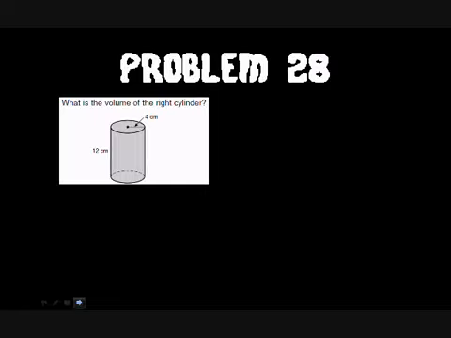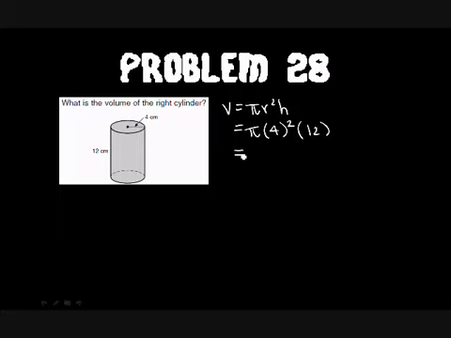Okay, problem 28 says, what is the volume of the right cylinder? Remember, right cylinder means it's straight up and down. It's not leaning over to the side. That would be called oblique. And so the volume formula is pi r squared h. We just plug stuff in. The radius is 4, and the height is 12. We're leaving it in terms of pi, so there's no need to type the pi in the calculator. So if we do 4 squared times 12, we get 192. And so if we write it in the correct order, we have 192 pi. And that's our answer for the volume. All done.